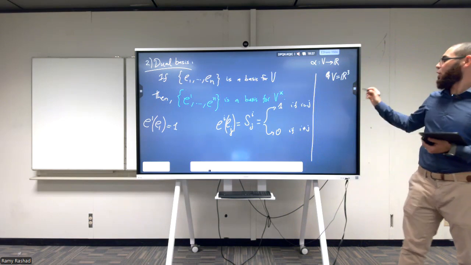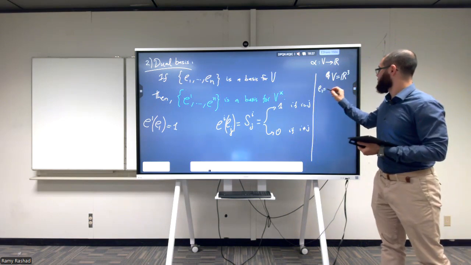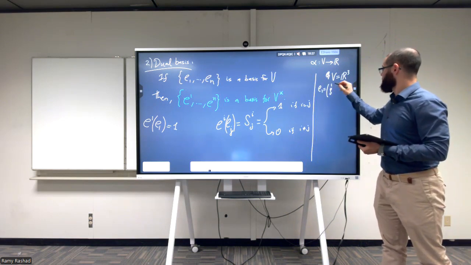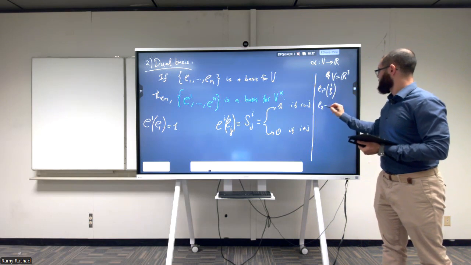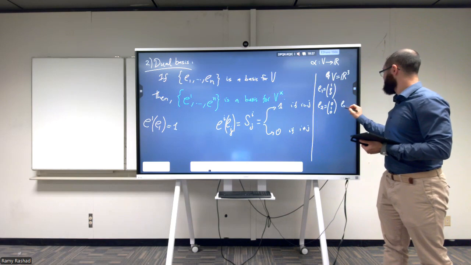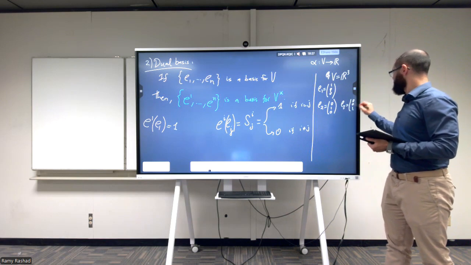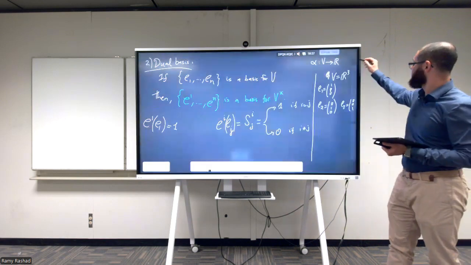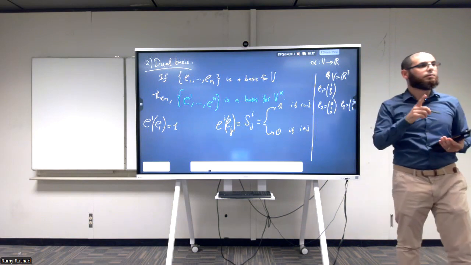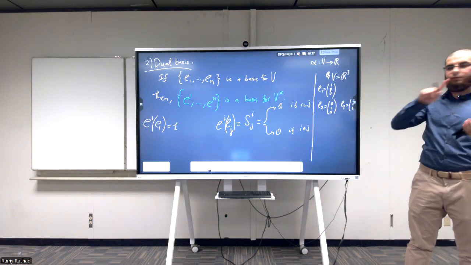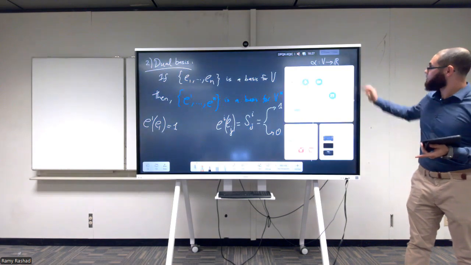So the basis for R^3 is (1, 0, 0), (0, 1, 0), and (0, 0, 1). You all know what this means? Oops. Question, please, Prof. What? Wait, one second.